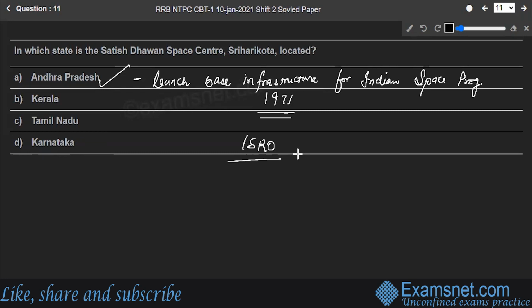The headquarters of ISRO are in Bangalore. The present chairman of ISRO is Dr. S. Somanath. ISRO was the world's first space agency to find water on the moon and insert a probe in orbit of Mars in its maiden attempt. Vikram Sarabhai is also known as the father of the Indian space program. So we have option A as the answer to the question, Andhra Pradesh.